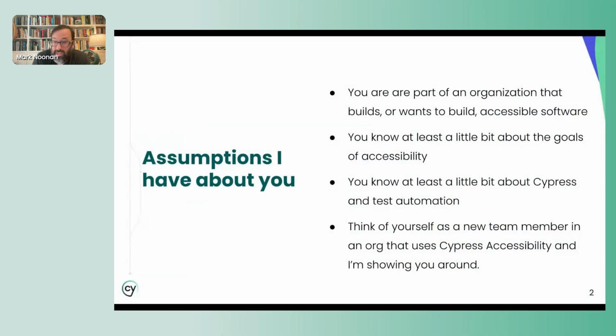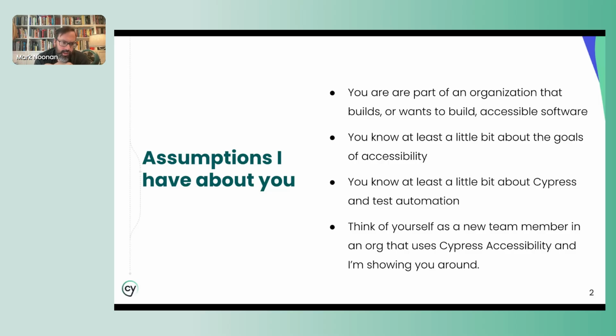So here's, first of all, my assumptions about you. If you're at this webinar, you're either part of an organization that builds accessible software, or you are part of an organization that wants to build accessible software, or just has the obligation to do so. So I'm going to assume that you know a little bit about accessibility as a topic, or you wouldn't have come to this type of event anyway. And also that you have a bit of background in Cypress and test automation. Not too much. I don't think everybody coming in here needs to know a lot, but just enough that you know the general idea of what Cypress is for sure.